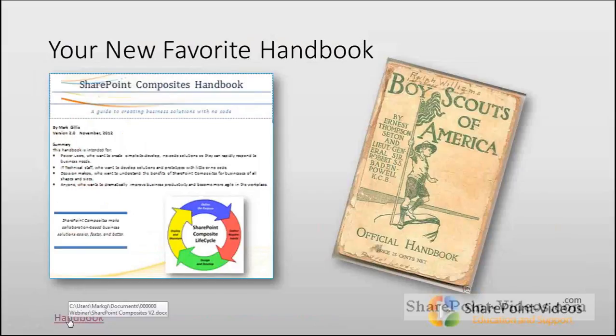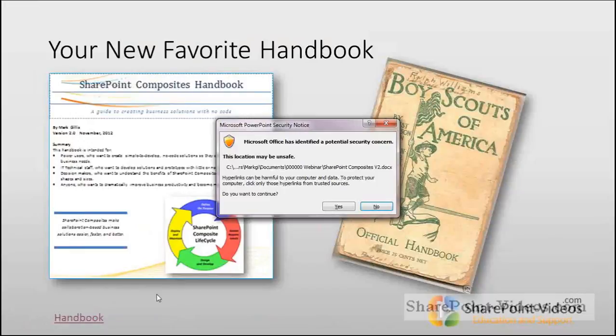And then the second artifact, if you will, that I'd really like you to take a look at is this SharePoint Composites Handbook, a guide to creating business solutions with no code. And this is the equivalent of your Boy Scout handbook, okay? And I'll spare everybody all the history of my days as a Boy Scout. But this is a copy of the original one, written in the 19th century or something. But it's a collection of really great information that'll help you when you're trying to design a solution.